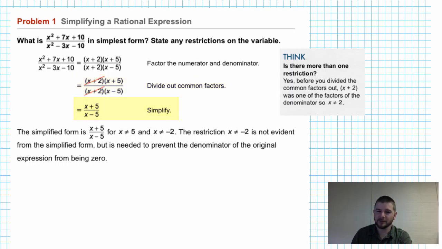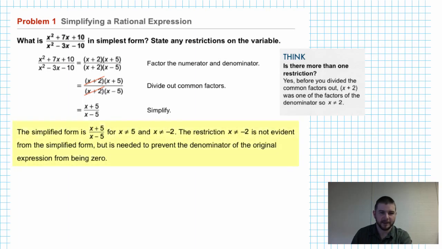However, there were some restrictions. Pay very careful attention. Before we canceled, we had the restriction that x cannot equal 5 and x cannot equal negative 2. Those are the two values that would make our original expression have a denominator of 0 and so therefore be undefined. Those values are not part of its domain. So basically that's what it says here below.